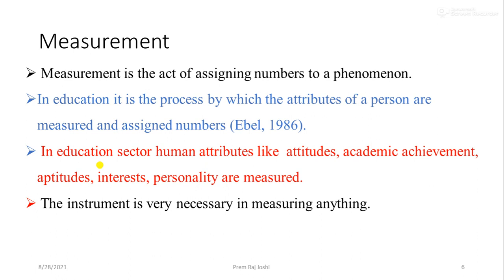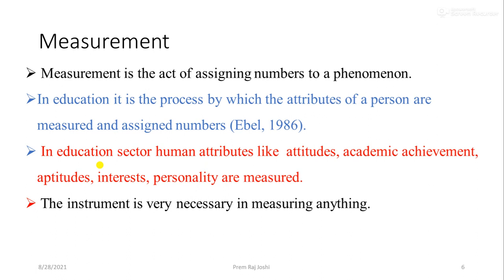Now I move to another topic that is also very important: measurement. Measurement simply means assigning numbers to phenomena. In pure science or pure mathematics, if we measure, for example, length, we express that length in terms of a number. If we measure temperature, we represent it in degrees centigrade, Fahrenheit or Kelvin. So generally in science or mathematics, measurement means we measure some physical quantities and express them in the form of numbers.